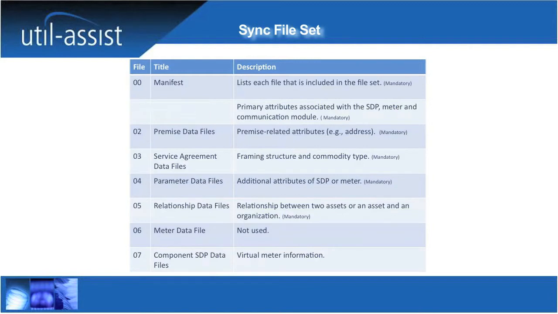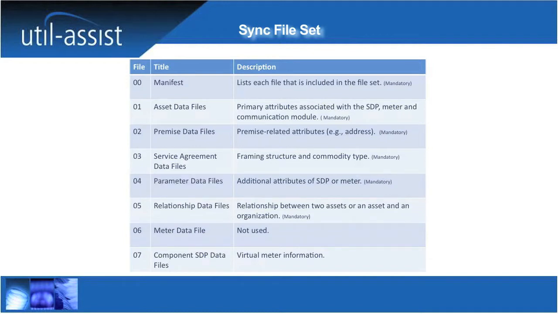Okay, file number 1 is asset data files. It describes the meters, for example. Meters are assets. COM modules are assets. File number 2 is the premise data file. This is the file that you would submit the address in, and some other premise-related information. File number 3, service agreement data file. This is your framing structure, commodity type.